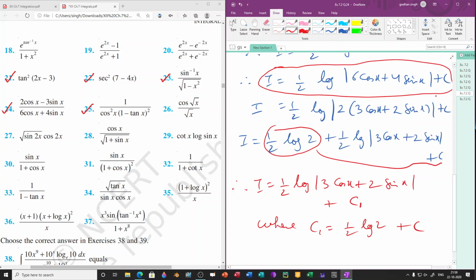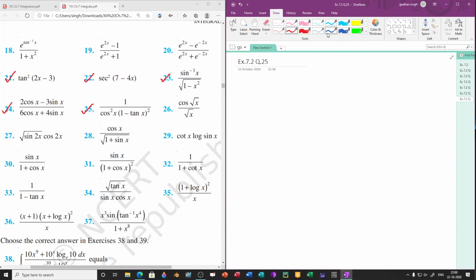So now let us go to our question number 25. So solving question number 25 now, integrating the function 1 by cos square x over (1 minus tan x) whole square.